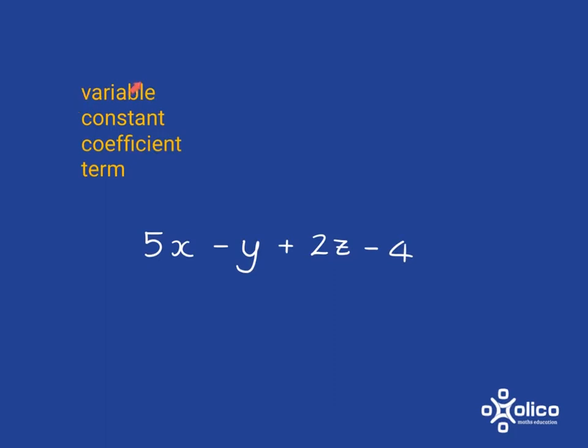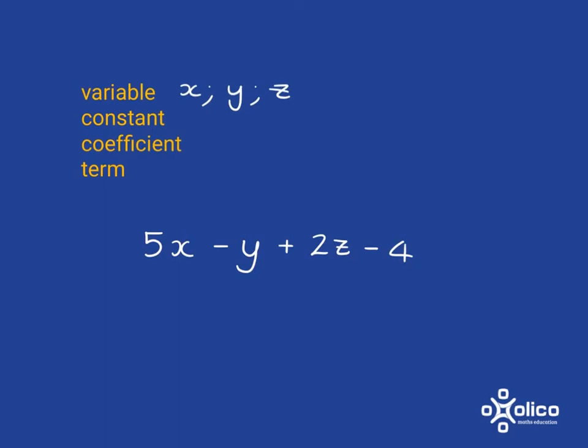Variable comes from the English word vary, and if we say something varies, it means it changes. So the variables in this expression are x, y, and z, because these are the things that can take on different values. So the variables here are x, y, and z.